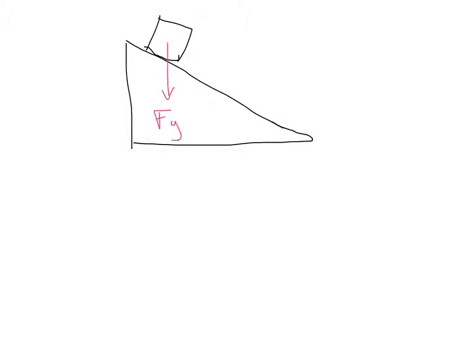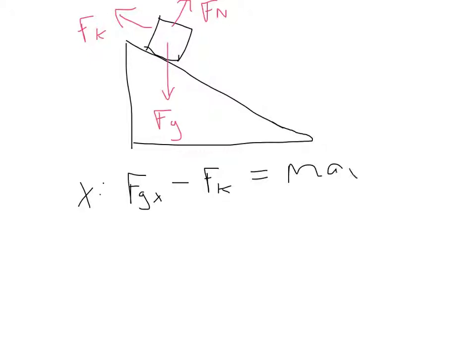So again, you draw the sketch, you sketch all the forces that are acting. You've got the normal force, the force due to gravity, and in this case, you have the kinetic friction force. Alright, so in the x direction, the forces that are acting are Fgx and minus the friction force, and that difference is equal to the mass times the acceleration in the x direction.